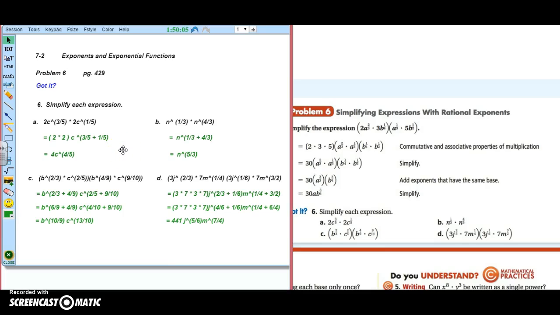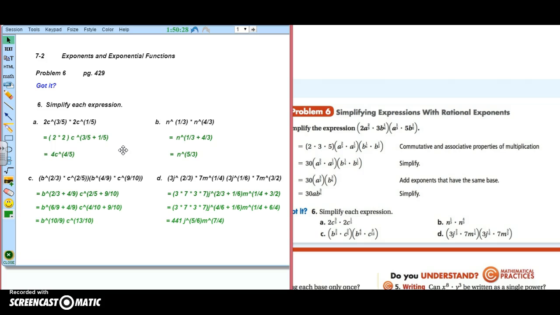This is 7-2, exponents and exponential functions, problem number 6 on page 429, the gotcha. Simplify each expression. Part A says 2c to the 3/5 power times 2c to the 1/5 power. Okay, we're going to follow the exact same rules here.